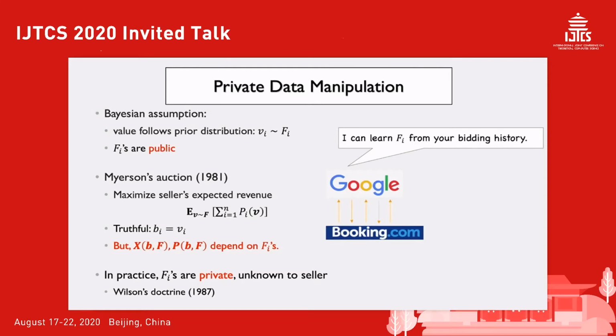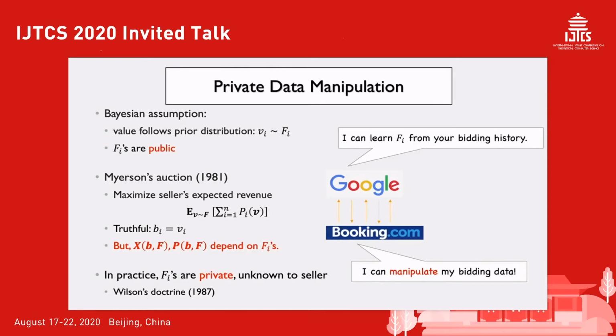However, it is not that easy for Google to learn the value distributions because bids may not be equal to the values. That is to say, buyers may have incentive to manipulate their bidding data. Here, manipulating bidding data simply means buyers submit bids that are different from their values.